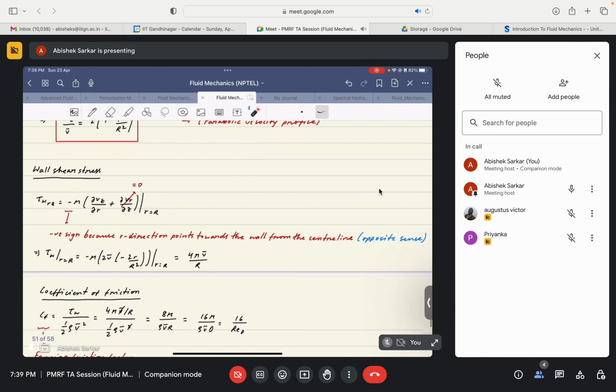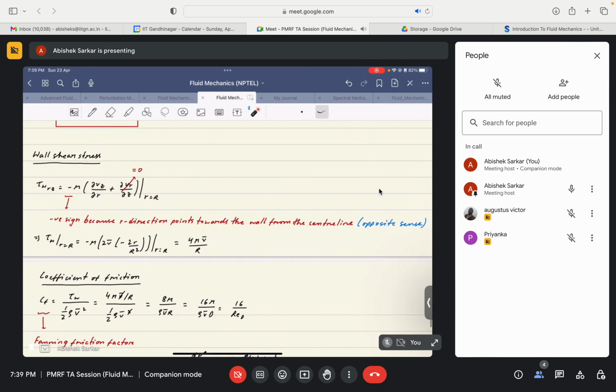Again, then we look into the expression for wall shear stress. Why is this expression valid? Because the fluid is Newtonian. So again, we use this expression. The sign convention is because of the choice of our coordinate system. The negative sign is because the r direction points inwards towards the wall from the center line. Our coordinate system should be here, but we are measuring r along this direction. Since they are in opposite directions, we have a minus sign to compensate for that. And more importantly, this minus sign does not make much of a difference.